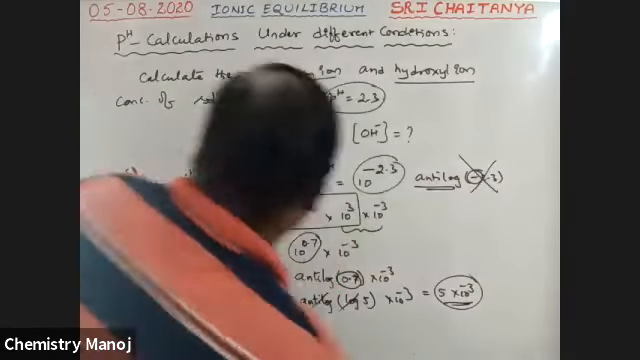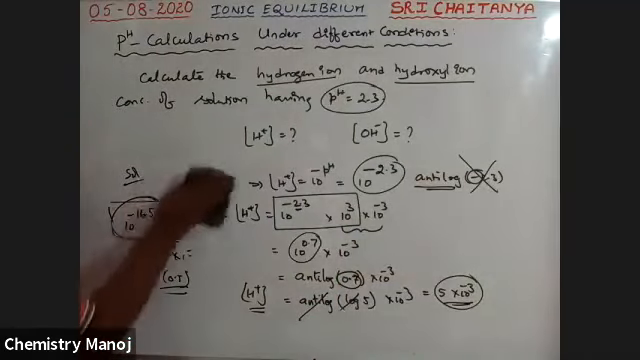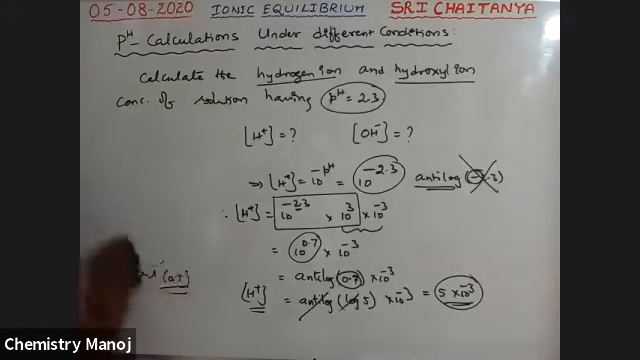So automatically you will calculate the OH minus ion concentration. We know the H plus ion concentration to OH minus ion concentration.